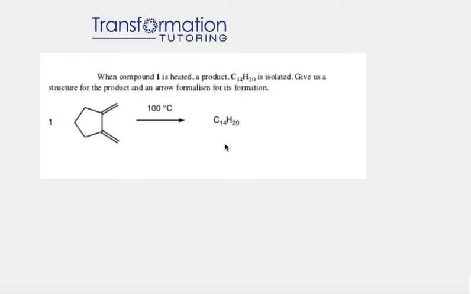Compound 1 is heated, and a product, C14H20, is isolated. Give us a structure for the product and an arrow-pushing formalism for its formation.